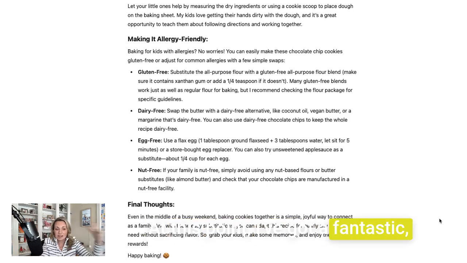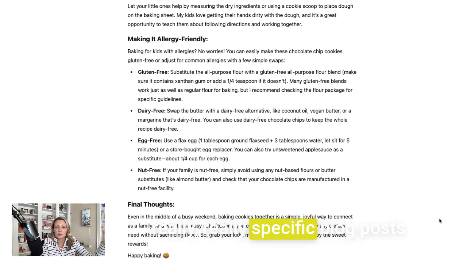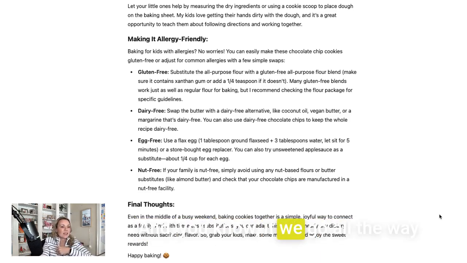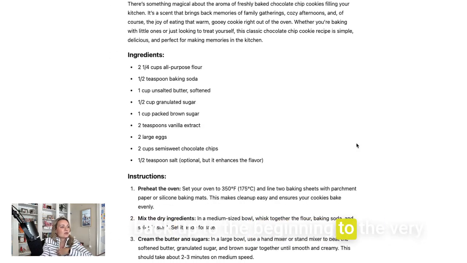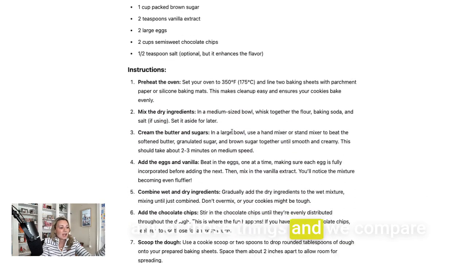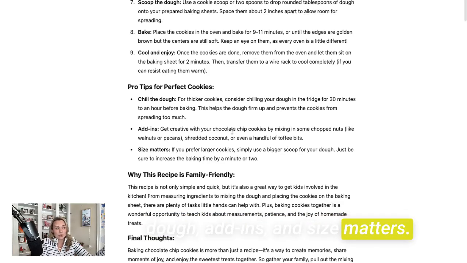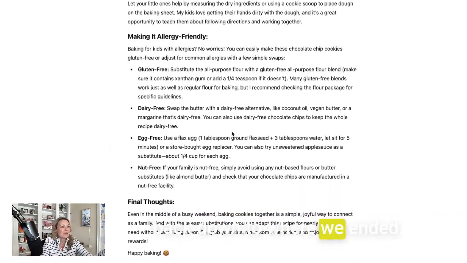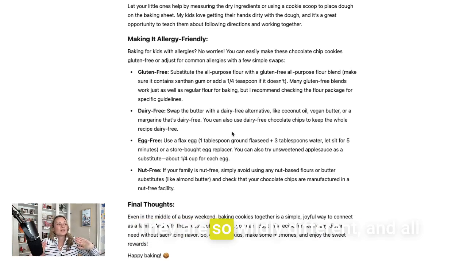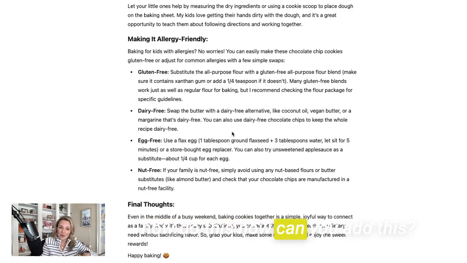At this point, I've got a fantastic, really, really specific blog post that has pro tips, a personal story, speaks to my target customer. And if we go all the way back up to the very first section, which was just bland and boring and generic and didn't speak to any of those things, and we compare it, the original pro tips were chill the dough, add-ins, and size matters. And then we go all the way back down to where we ended. They are so wildly different. And all it took was a couple of now do this, now do this, now can you add this?